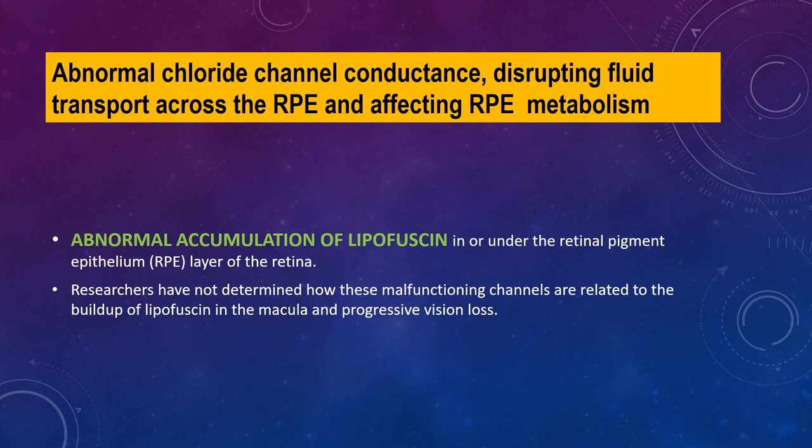And ultimately, although we do not clearly know why that happens, we shall see that there will be abnormal accumulation of lipofuscin pigment in and around the retinal pigment epithelium. So if these are the RPE cells, you're going to see this buildup of lipofuscin within these RPE cells, and sometimes it is going to even extend into the subretinal space.